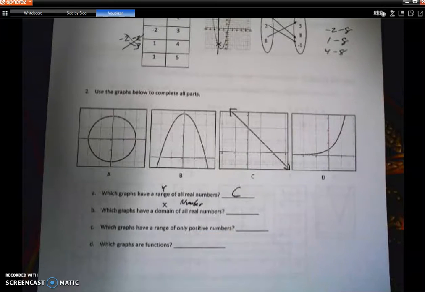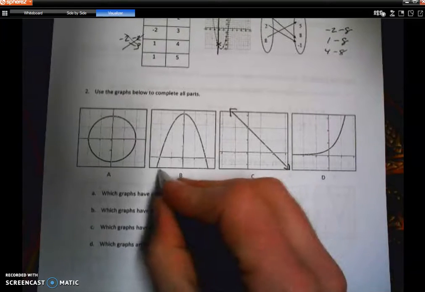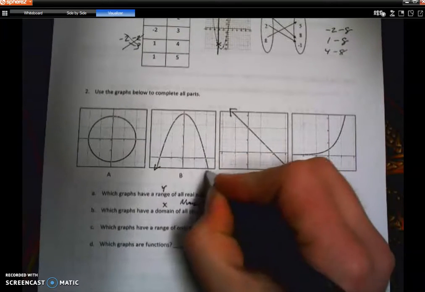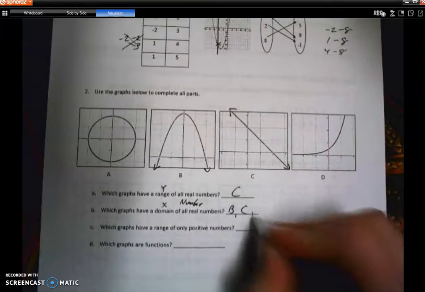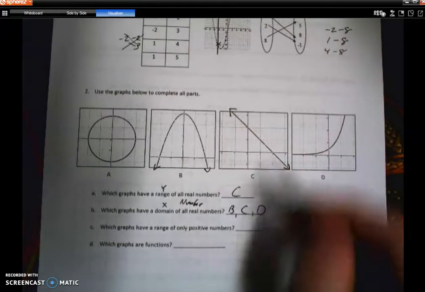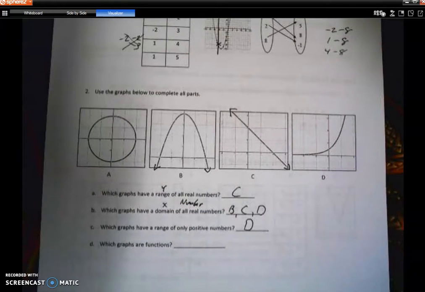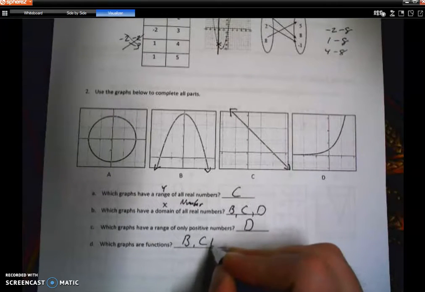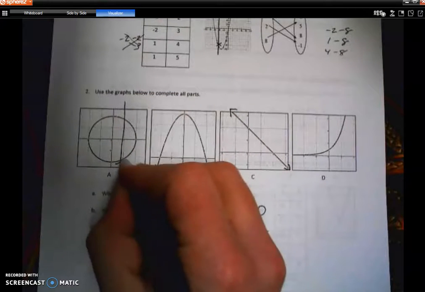Which graphs have a domain of all numbers? That means all the negative numbers and all the positive numbers on the x-axis. Well, B does, because it goes on forever this way and that way. C does, because it goes forever that way and that way. And D does, because it goes forever this way and that way. Which graphs have a range of only positive numbers? Well, B has a range of negatives, C touches the negatives, A touches the negatives, but D does not. And which ones are functions? B, C, and D. Because if I do a line through A, I hit it once and twice.